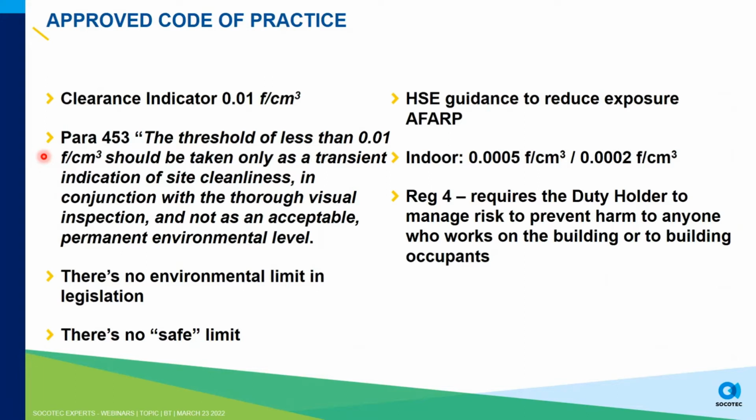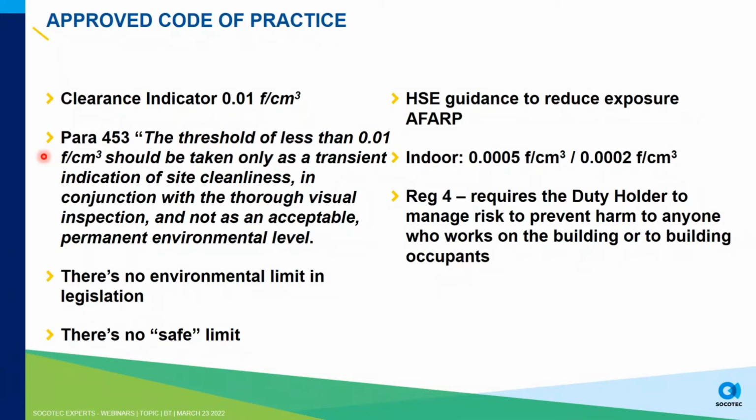Again, in conjunction with the thorough visual that's undertaken during asbestos removal, and this level is not an acceptable permanent environmental level. That poses the question, why are we monitoring at 0.01 in the first place? To answer that question partly, there is no environmental limit in legislation. So therefore, we cannot monitor down to zero, for example. Again, we all acknowledge that with asbestos, there is no safe limit. And of course, the guidance from the Health and Safety Executive is that we should reduce our exposure as far as reasonably practicable, to as low as possible.